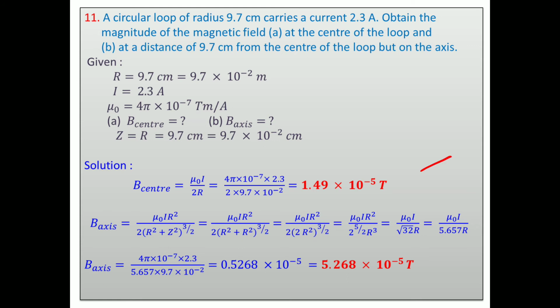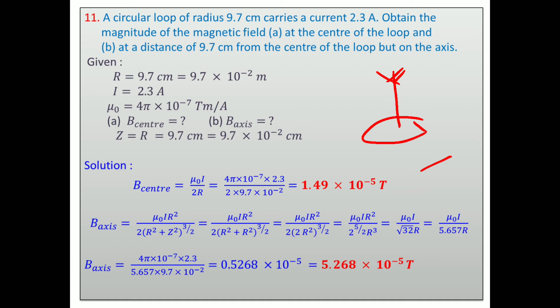This is your answer. Thereafter, along the axis point, quite a difficult one. Suppose here is the axis and here is the magnetic field at this point. Then how can we take it? Mu naught I r square upon 2 into r square plus z square, where z is the distance, raised to 3 by 2.